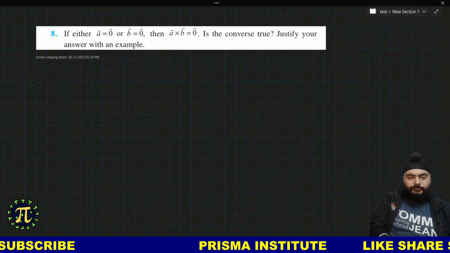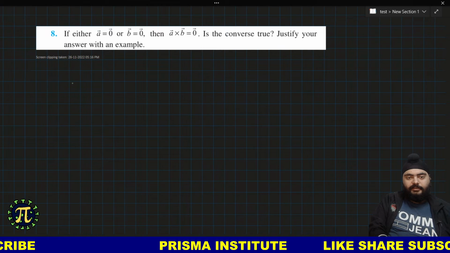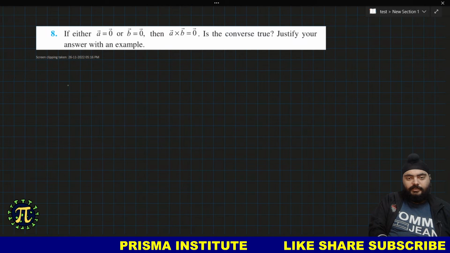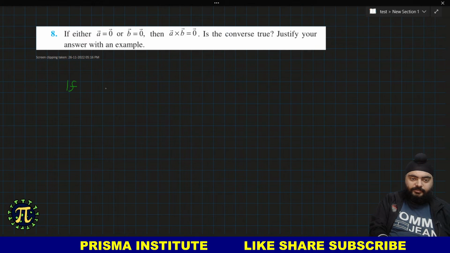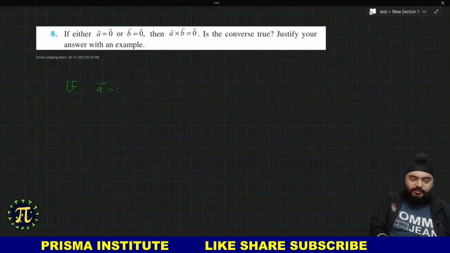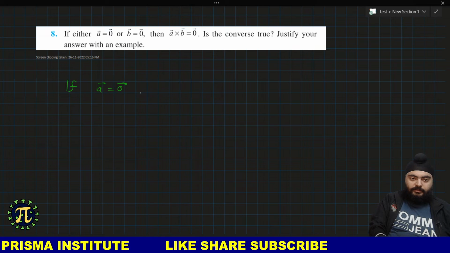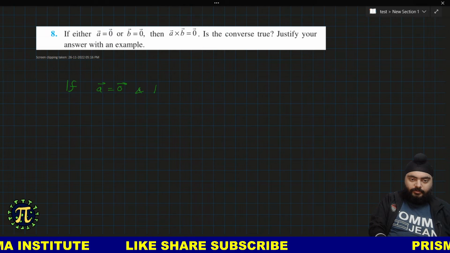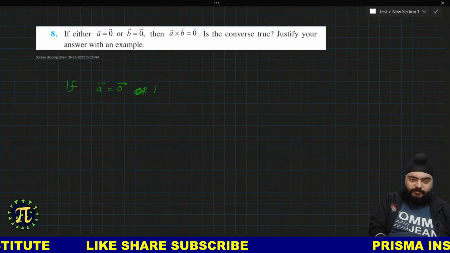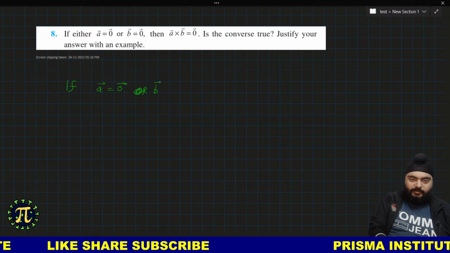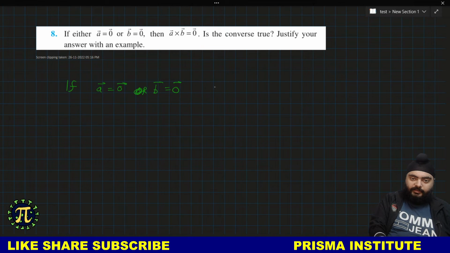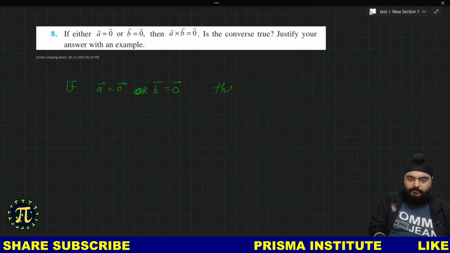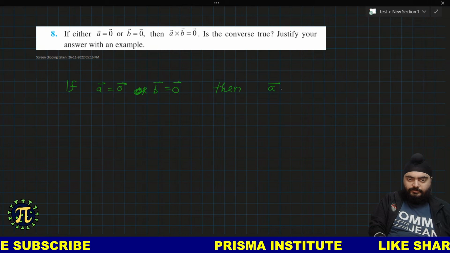तो ये पहले बोल रहा है कि if A vector is null और B vector is null, then A cross B. So if, and then condition है. So if A vector is equal to null vector and or या फिर, right, B vector is equal to null vector, then A cross B is null vector.